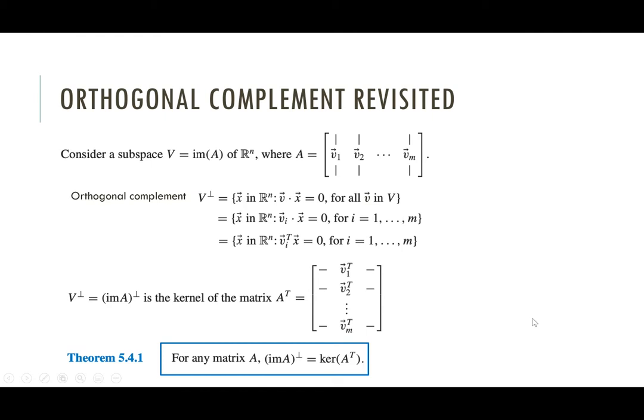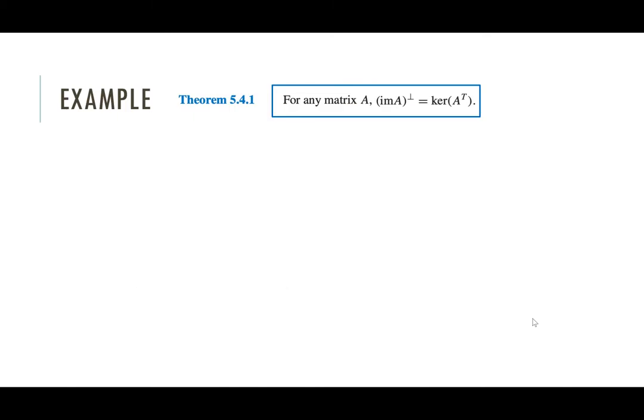Let's write that down as a theorem. And as we'll see, this is going to be handy later. So let's do an example, and this is just going to be a simple one. Consider the line that is the span of the column vector 1, 2, 3, or the image of this vector by multiplication of this vector 1, 2, 3.